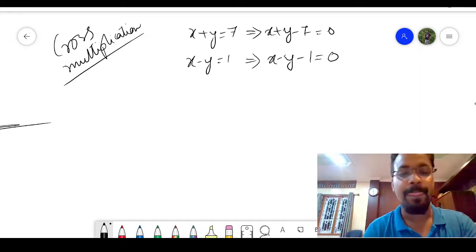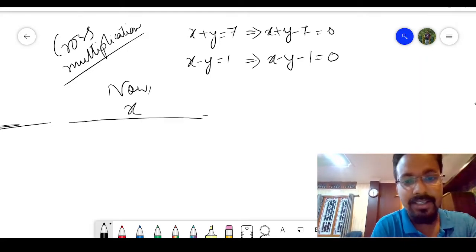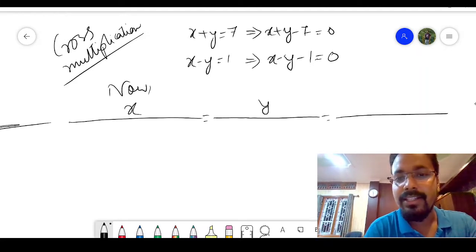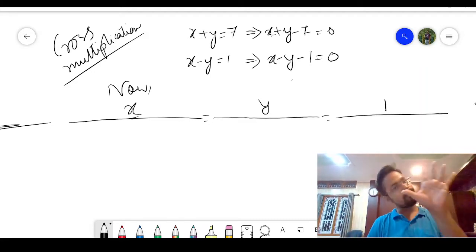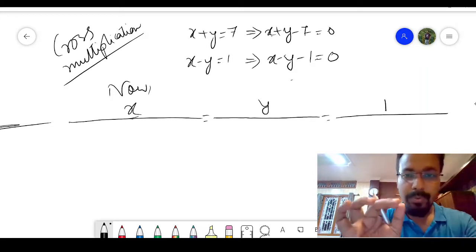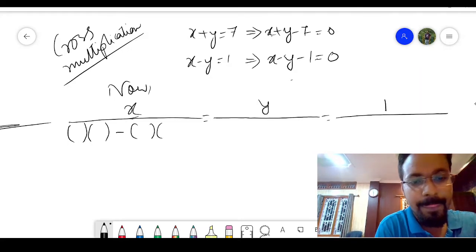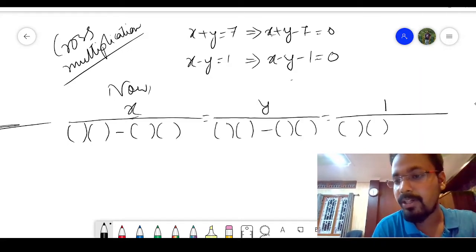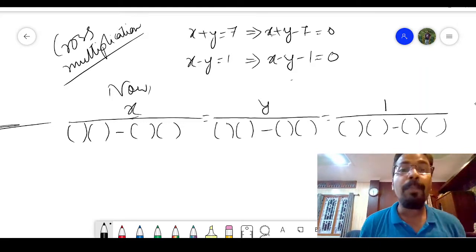This is our setup. Now what we will do, we will write something like this: x, y, and this is for the variable x, this is for the variable y, and here we don't have any variable, means it's a constant, it is 1. Okay, this is our setup. What we are going to do now, we are going to multiply and subtract, multiply and subtract, multiply and subtract. So what have I given the brackets for? We will put the values here.